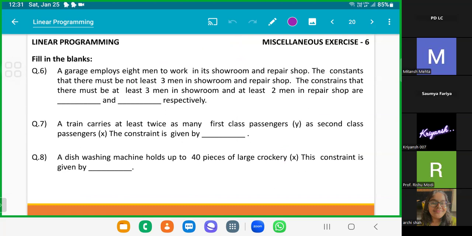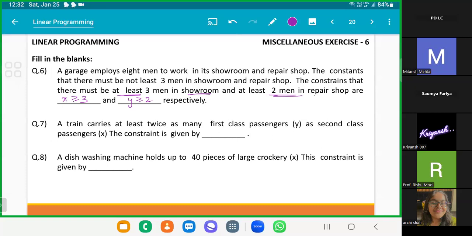A garage employs 8 men to work in its showroom and repair shop. The constraints that there must be at least 3 men in showroom and at least 2 men in repair shop are what? Right? So what is the constraint? You should have at least 3 men in showroom, so at least 3 men in showroom and 2 men in repair shop. So y is greater than equal to 2. At least means greater than equal to.